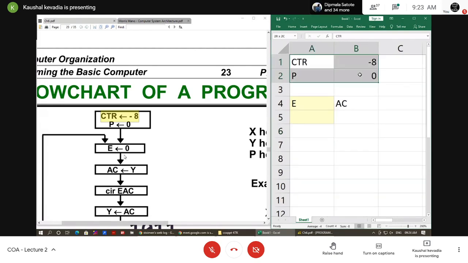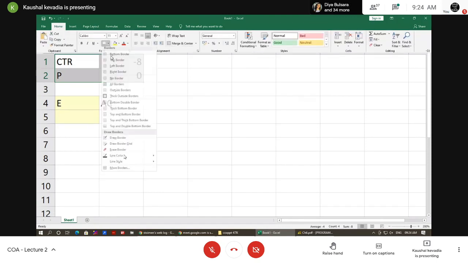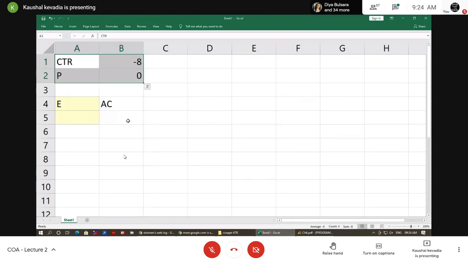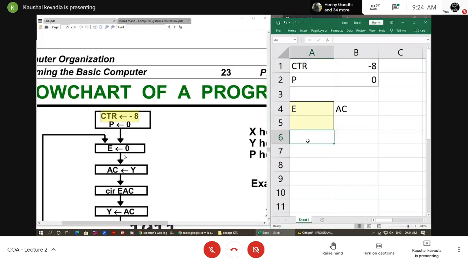Okay, let me make the border of that. So this is my E register, this is the AC register, and initially it is the X and another is the Y. Okay, there are two numbers we have, and I want to do the multiplication of these two numbers.